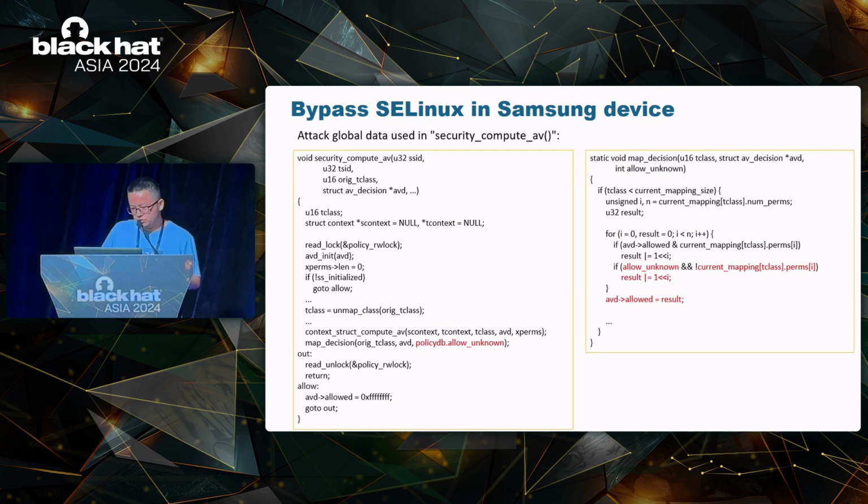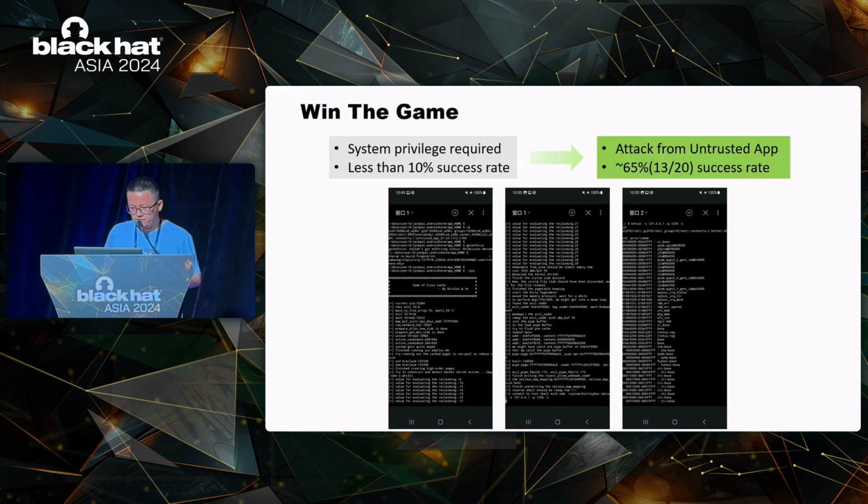And to bypass SELinux on the Samsung device, we choose to attack the global data used in the security_compute_av function, which is used to compute the AVD. And finally, we won the game of cross-cache. We removed the requirement for system privilege and improved the success rate of the exploit to about 65%.